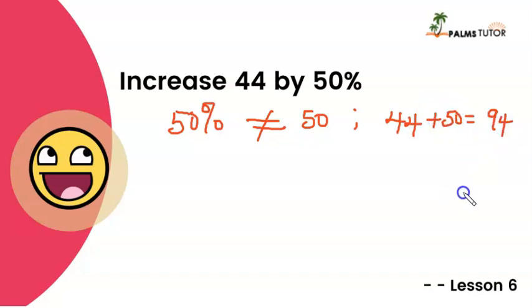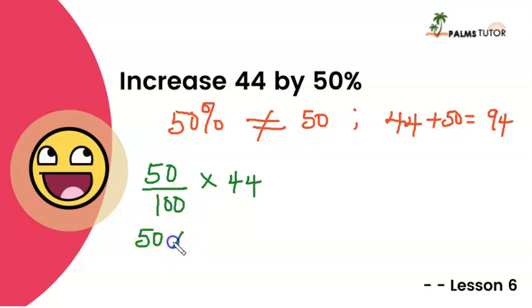This would be totally wrong, because 50% of 44 is 50 over 100 multiplied by 44. This is the value of the increase that we are looking for, right? So what is 50 multiplied by 44 over 100? So I'll put this together: 50 multiplied by 44 over 100.